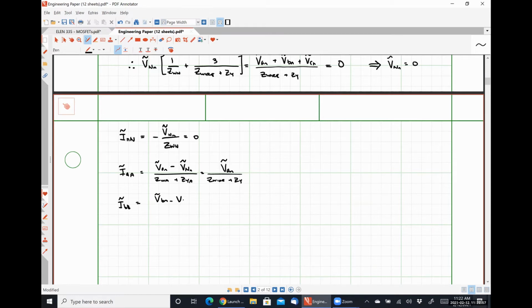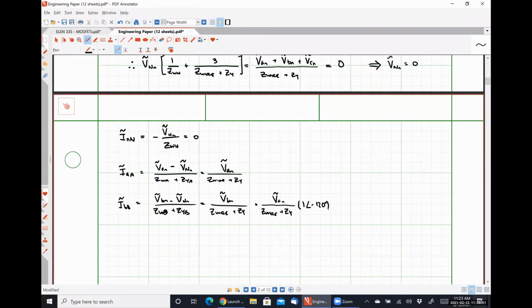Nothing super important right here, but let's look at the current through our B phase. VBN minus VNN divided by ZWB plus ZYB becomes VBN over Z wire plus ZY, which I can rewrite as VAN over Z wire plus ZY multiplied by a factor of 1 angle negative 120 degrees here because I'm using a positive phase sequence, but we could just as easily say it's positive 120 degrees for a negative phase sequence.